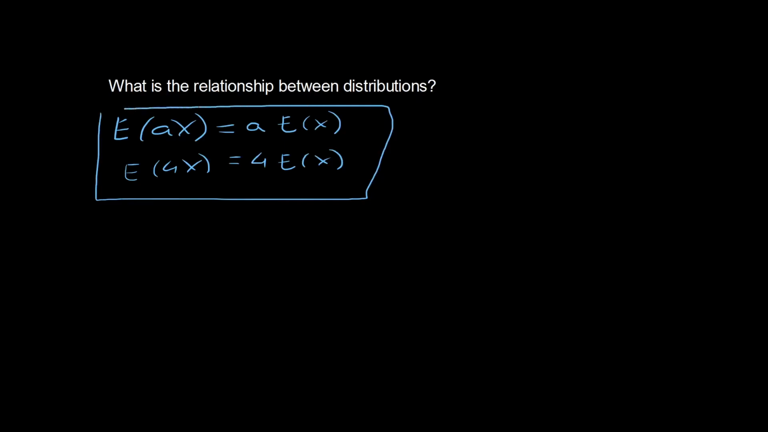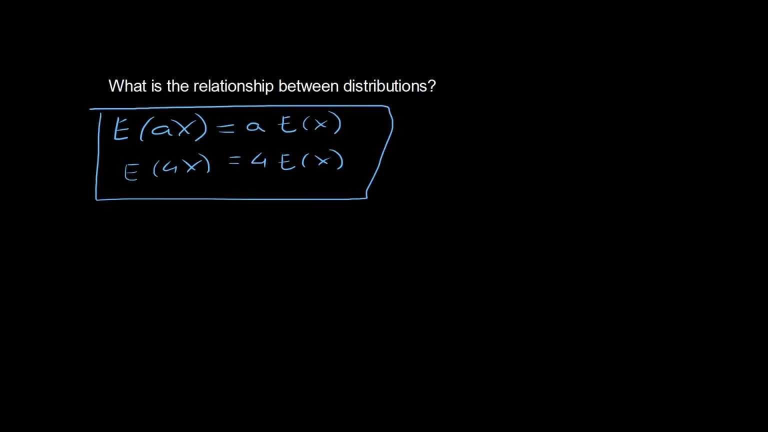When you have something like E of a X, this is a property where you can take a out and it stays like this. So let's say this would be 4, so let's say 4x. This is the same as having 4E of x. Okay, this is the first one.